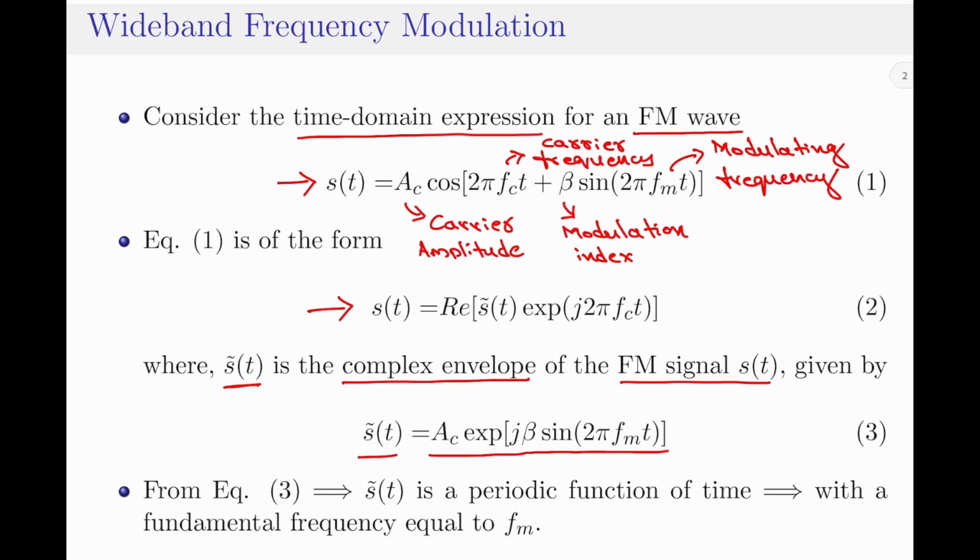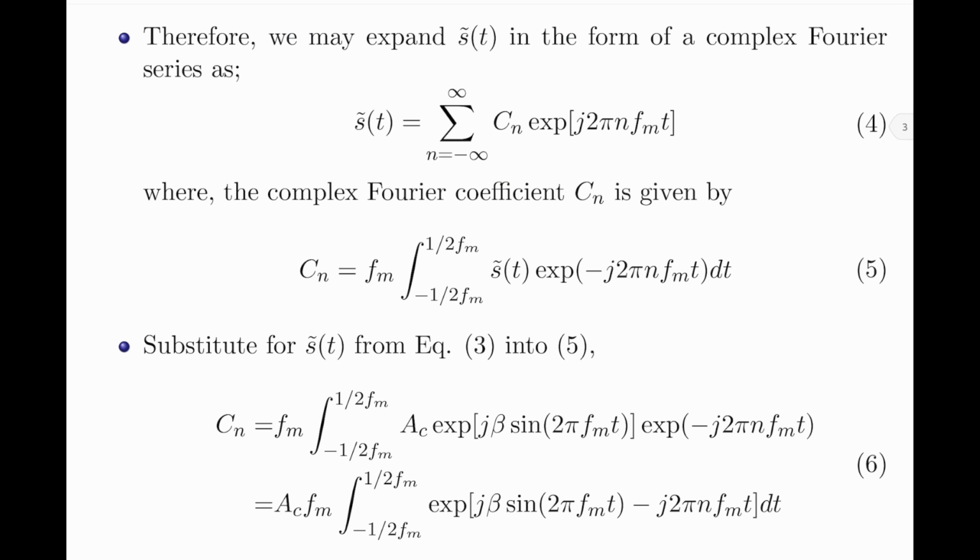Now, from equation 3, we understand that unlike the original frequency modulated signal S of t, which is given in equation 1, the complex envelope, which is given in equation 3, is a periodic function of time with a fundamental frequency equal to Fm. I repeat, S tilde of t, which is the complex envelope of S of t, is a periodic function of time with a fundamental frequency equal to Fm. Therefore, we can expand the complex envelope of S of t, which is S tilde of t, in the form of a complex Fourier series, which is given in equation 4 here.